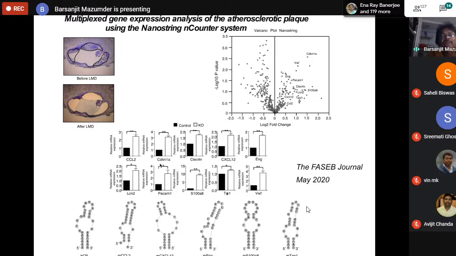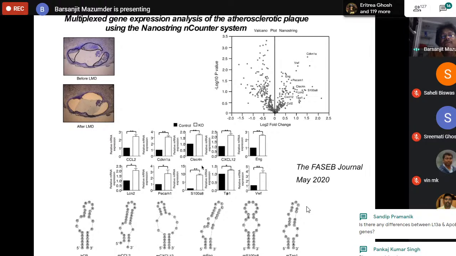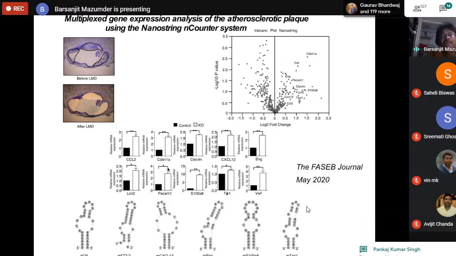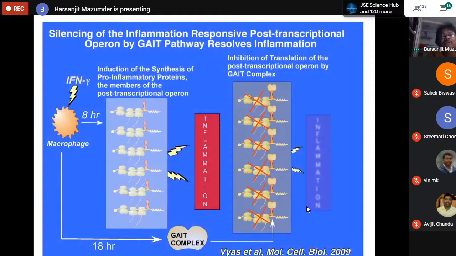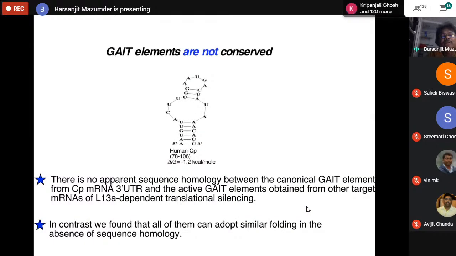And then we validated them in an independent experiment using real-time PCR, particularly for those genes. And for all of these genes, bioinformatic analysis showed that a GAIT element is there. This is how the GAIT element looks. I will talk a little bit more on this element, but this is the bioinformatic analysis. So at this stage, again, I want to remind you of the hypothesis that this could be a resolving mechanism for overinflammation.